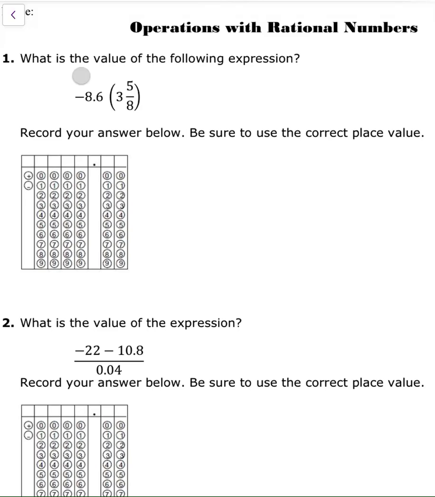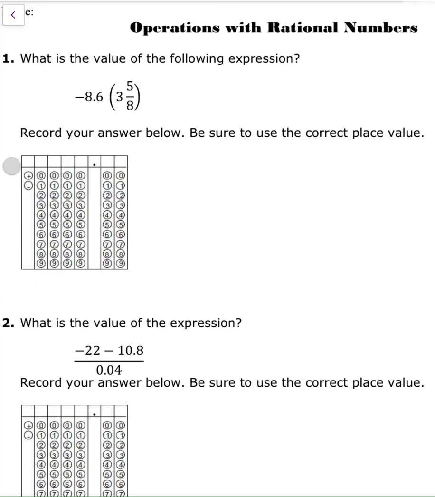It says, what is the value of the following expression? So we have negative 8 and 6/10 times 3 and 5/8. Now remember, these parentheses here mean that we're going to be multiplying. Then it says record your answer below. Be sure to use the correct place value.